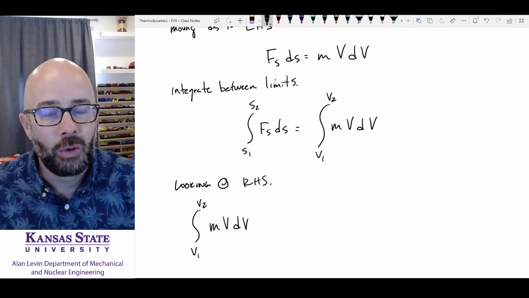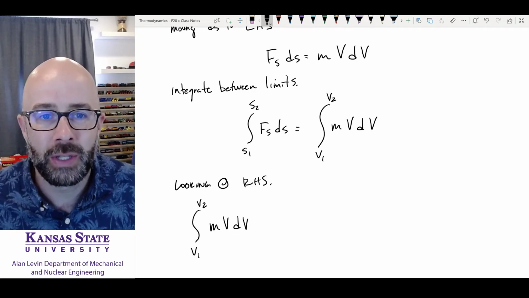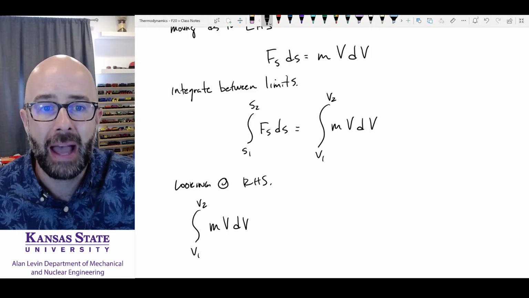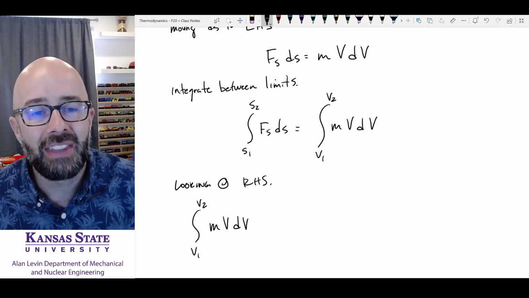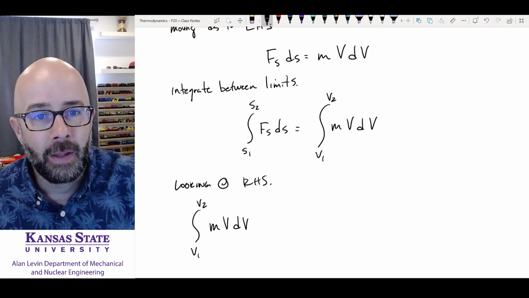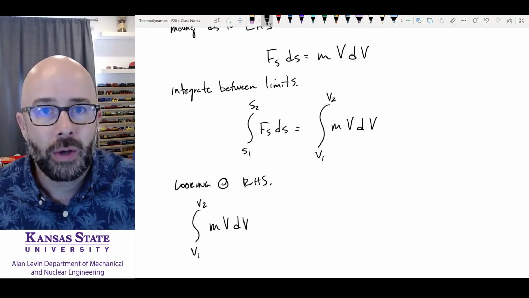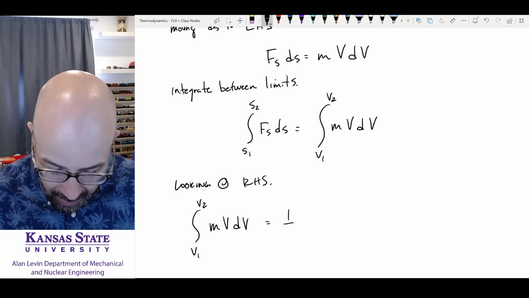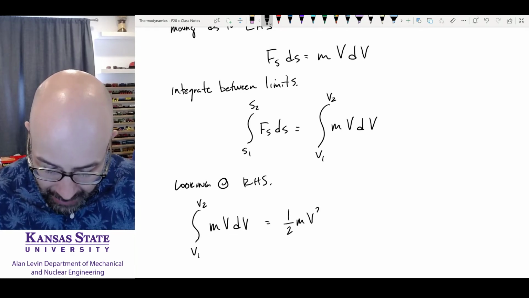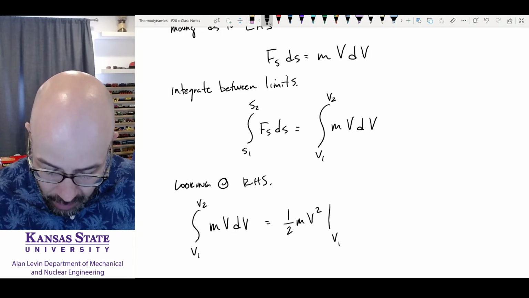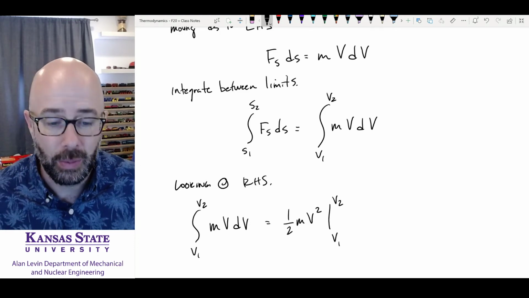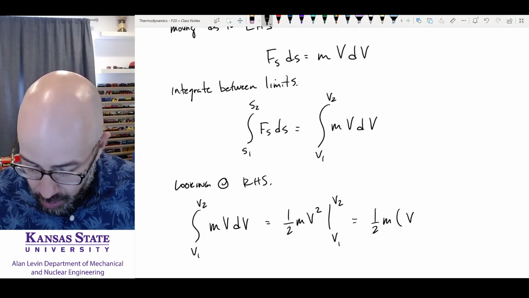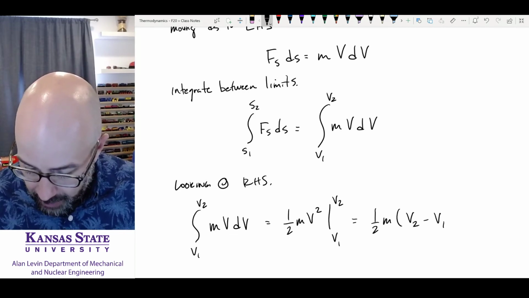Now, rules of integrals. We should be able to do this integral very easily. Mass is constant. It's not changing because it's a closed system, so that can come outside of the integral. So we now have the integral of v dv, which is one of those integrals you can do in your head. This is going to be 1/2 mass times v squared, evaluated between v1 and v2. So we get 1/2 mass times v2 minus v1, both squared.